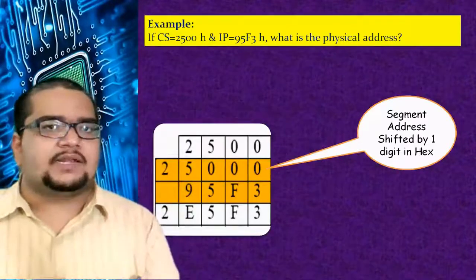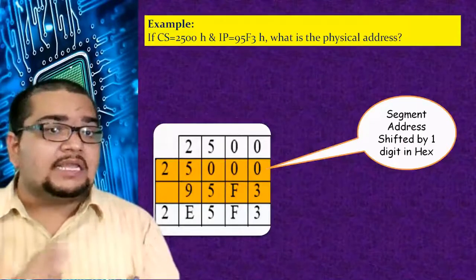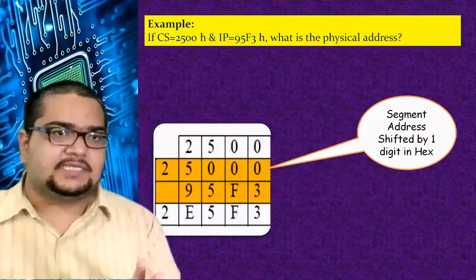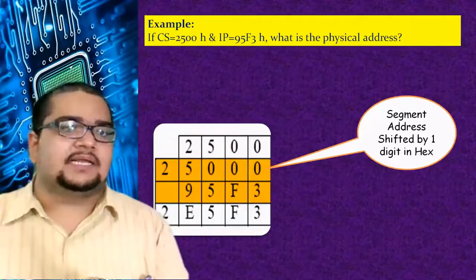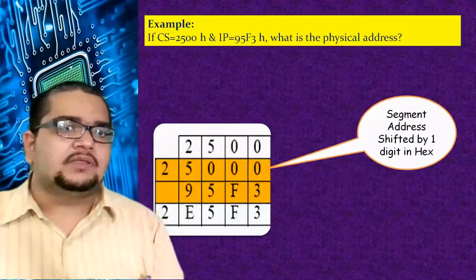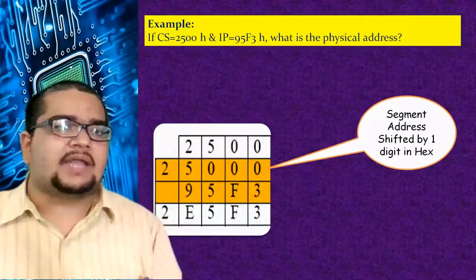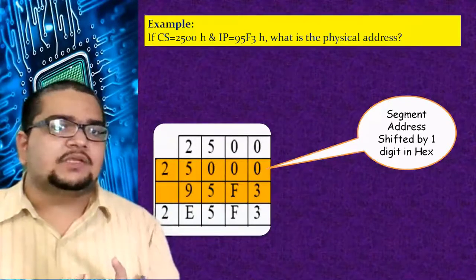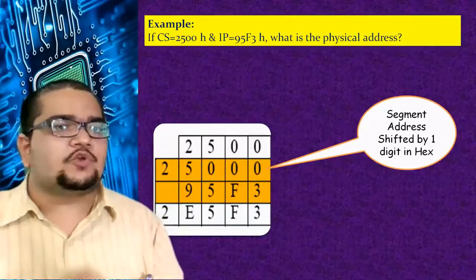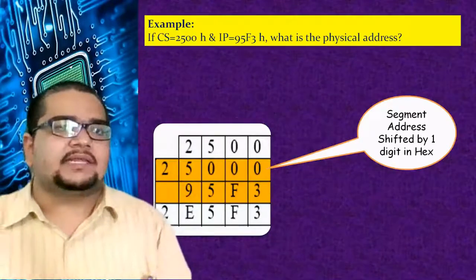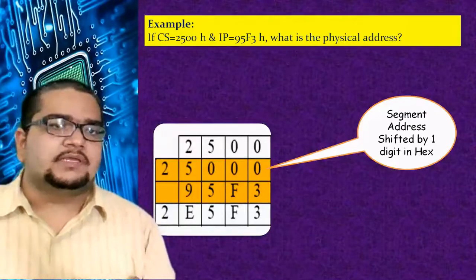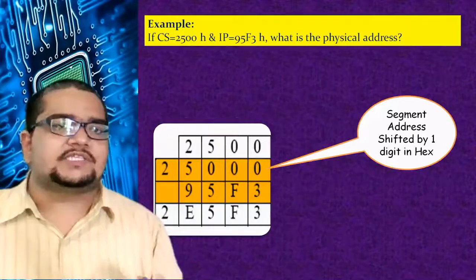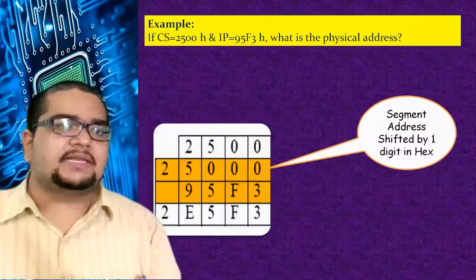So 2500 is my segment address. It is actually the upper 16 bits of the total physical address. The physical address is 20 bits in size, so here only 16 bits are there. That 2500 is a 16-bit number. If you are aware of hexadecimal and binary, each hexadecimal digit corresponds to 4 binary bits. So 2 is 0010 in binary, 5 is 0101, and each 0 is 4 zeros. In total, 2500 hexadecimal is a 16-bit binary number.